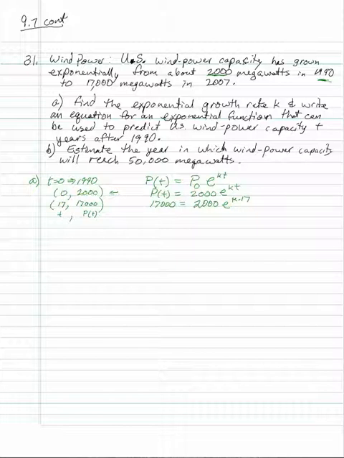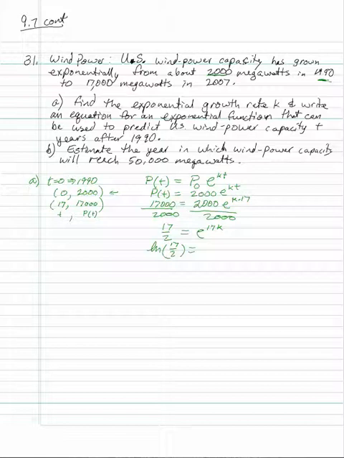So we've got to get the exponential by itself. So divide both sides by 2000. So we get 17 over 2 equals E to the 17K. Take ln on both sides. So ln of 17 over 2 equals 17K, since ln and E cancel each other. And then you're going to divide both sides by 17. So K equals ln of 17 over 2 divided by 17. And if you can store that number in your calculator, that's even better. It'll get you more accurate answers.